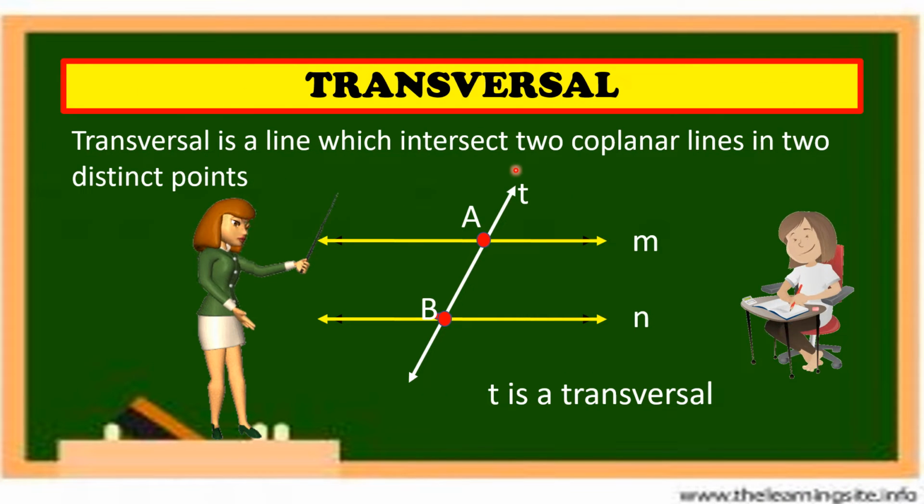A transversal is a line which intersects two coplanar lines in two distinct points. So we have two lines, line M and line N. We have a transversal. The transversal is line P. The transversal P meets line M and line N in points A and B.